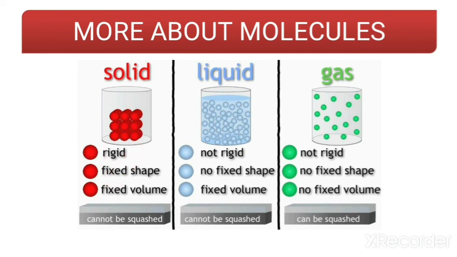Solid shape is rigid, liquid is not rigid, gas also is not rigid. Solids have a fixed shape, liquid doesn't have a fixed shape, it takes the shape of the vessel, and gas doesn't have any shape and doesn't take the shape of the vessel either. Gas doesn't have a fixed volume also, whereas liquids and solids have a fixed volume. There is another difference. Solids cannot be squashed, liquids also cannot be squashed, but gas can be squashed easily.